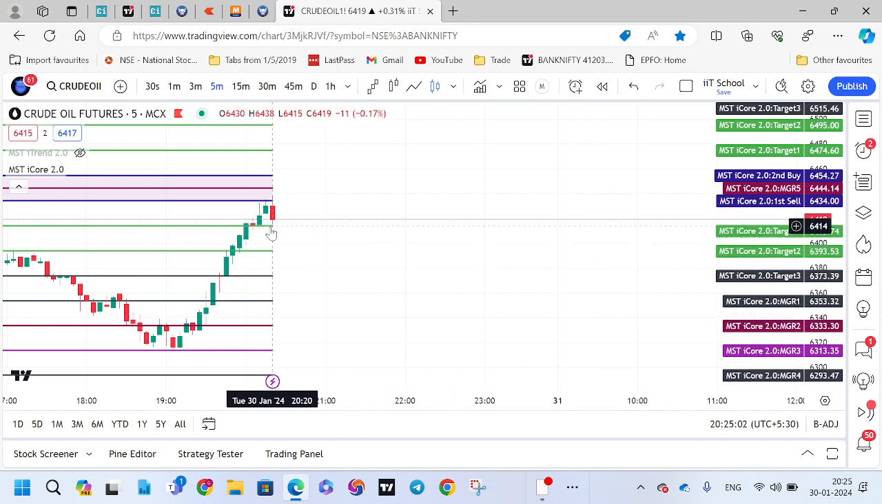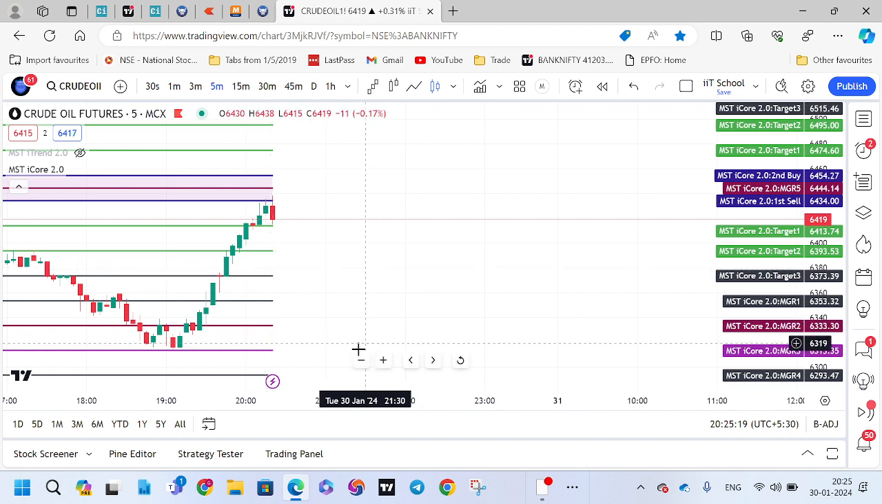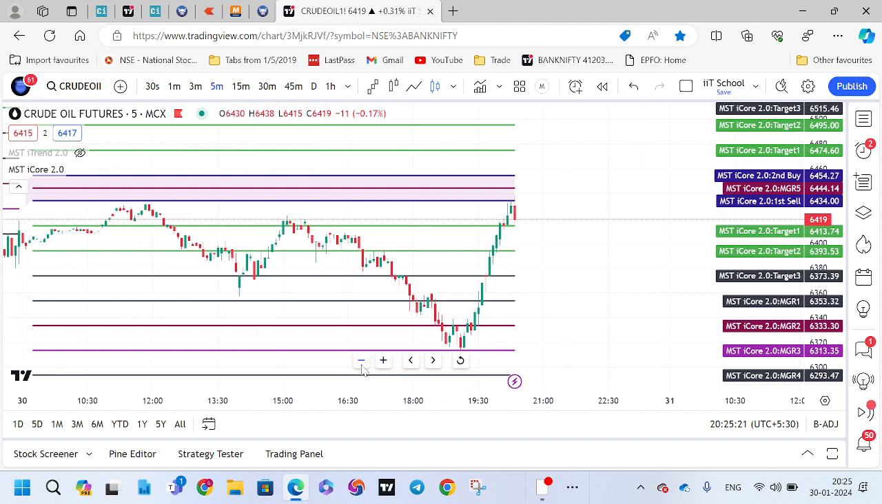So now you see here, the high made is 6435. Okay, our entry got activated. See the low, 6415, and our entry 64, target is 6414. Perfectly, the target is nearing, just 1 point left. So already we got all the targets hit. Now we are waiting for the reversal entry.